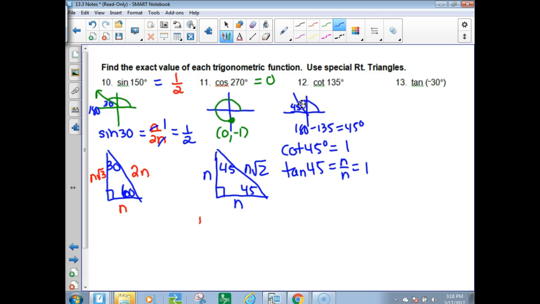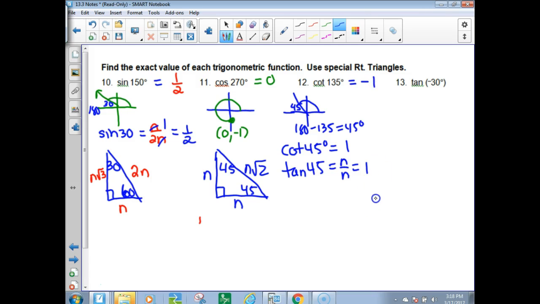Now we just have to think if it's positive or negative in quadrant 2. All Students Take Calculus: the sine is positive, which means the tangent is negative and the cotangent would also be negative. So the answer to this question is the cotangent of 135 is negative 1.